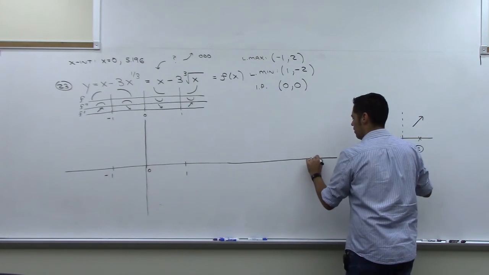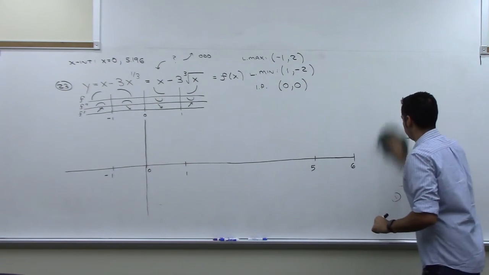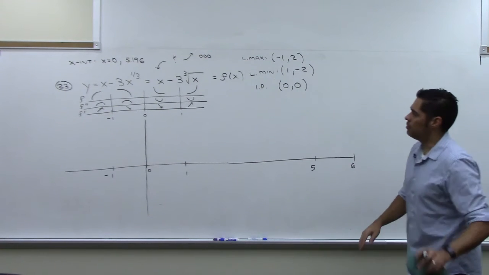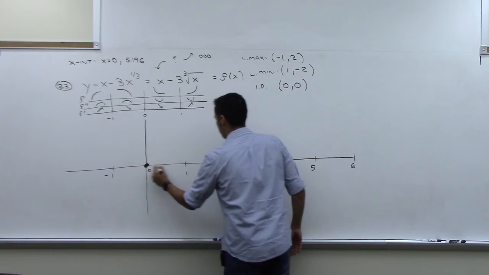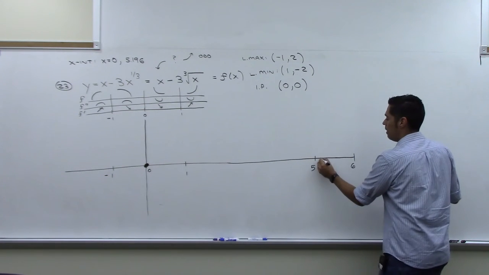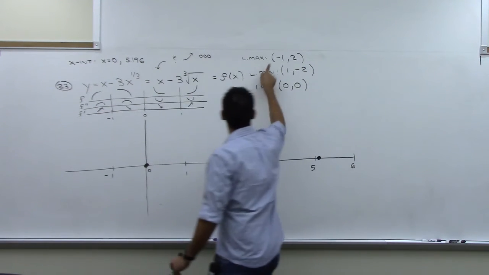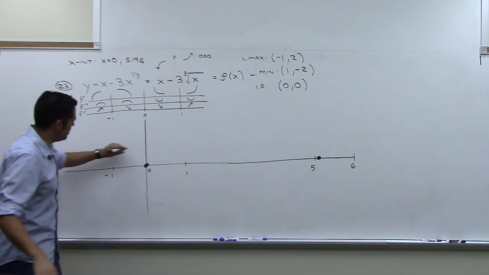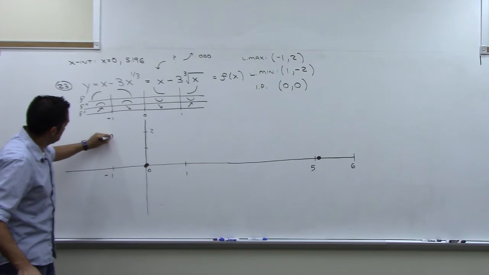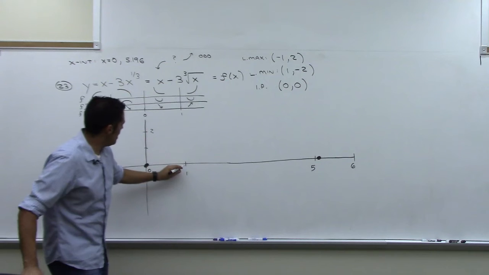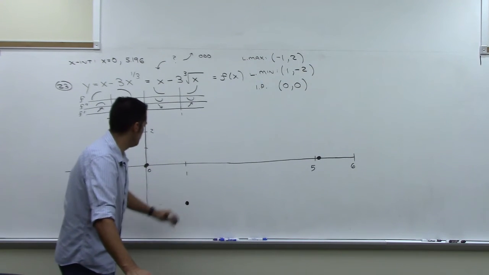Let's just say that this is 5, and let's just say that out here is 6. So I know I have an x-intercept here. I know I have an x-intercept out here, 5.196. I know that I have a local maximum at -1, 2. So I'm going to say this is 1, this is 2. So I have a local max here. I have a local minimum at 1, -2, which we'll say is here.